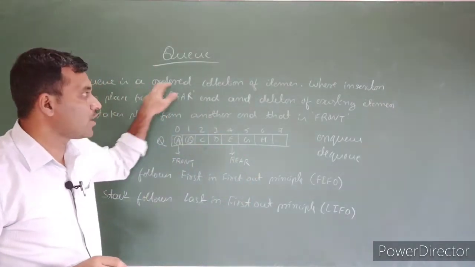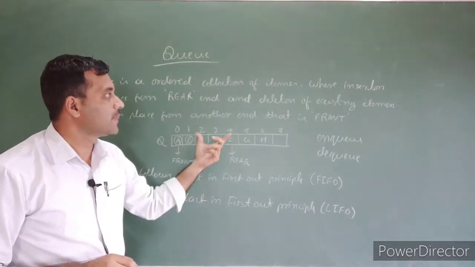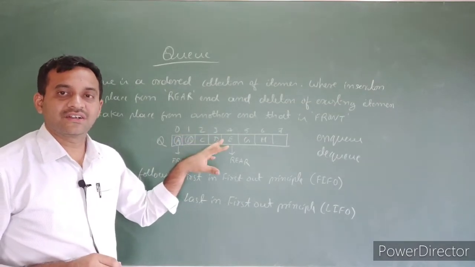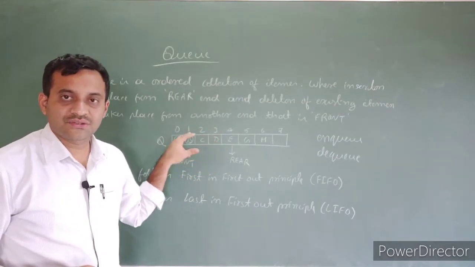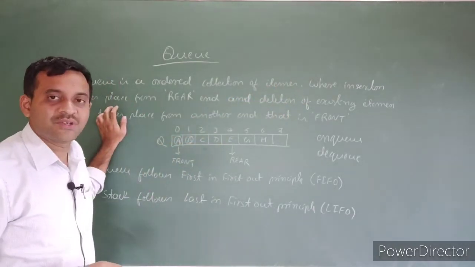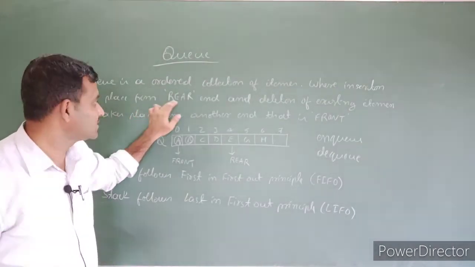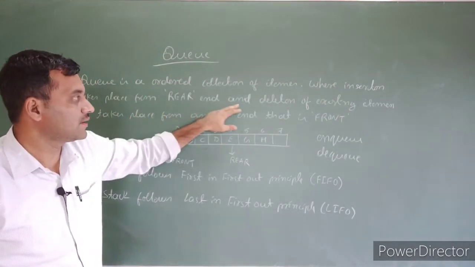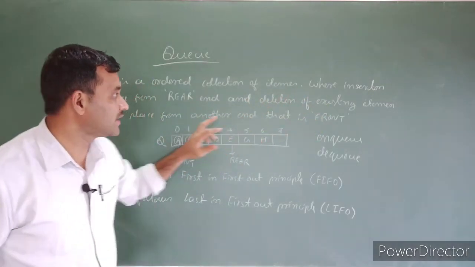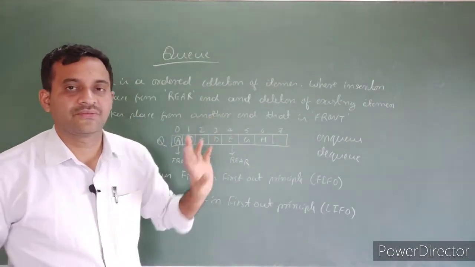Here queue is an ordered collection of items. It is a collection of items, ordered collection. Then all orders are sequential, that is we call it linear. Then each item is accessed through its index value. Where insertion, here insertion means inserting a new element, takes place from one end, that end is called rear. And deleting an existing element, deletion of an existing item, takes place from another end, that end is called front.